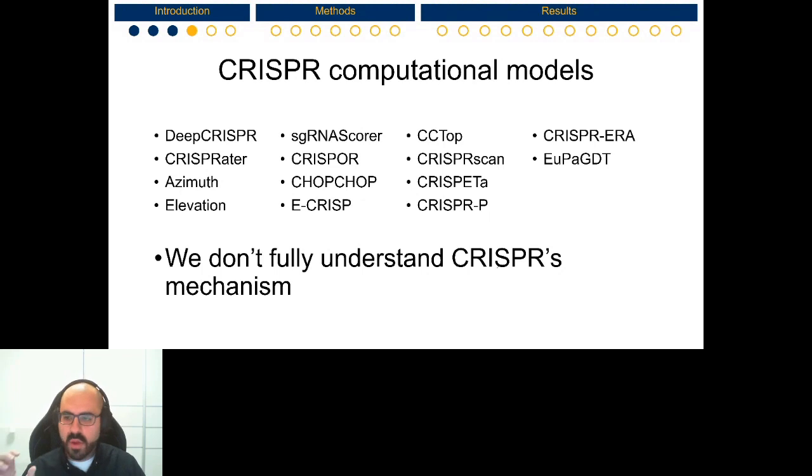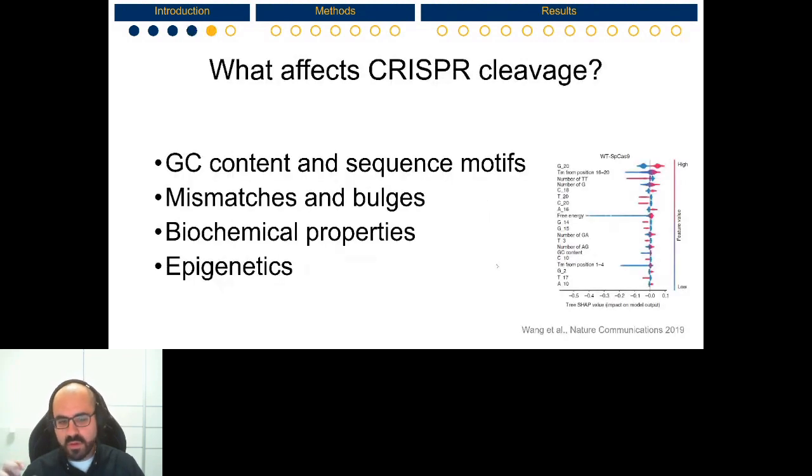So what do we know? Well, the current models mainly focus on local features that have to do with the target site itself, with the flanking sequence, and the sequence of the target site itself. And so we have GC content, sequence motifs, mismatches and bulges between the gRNA and the target site, and in some cases, the biochemical properties of the target sites, such as the melting temperature and epigenetics.